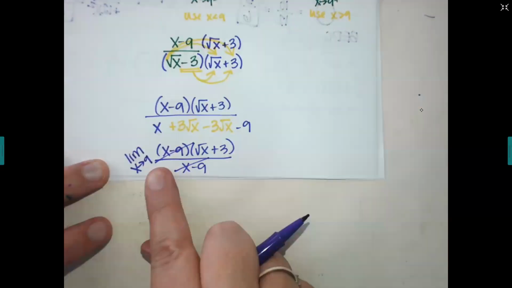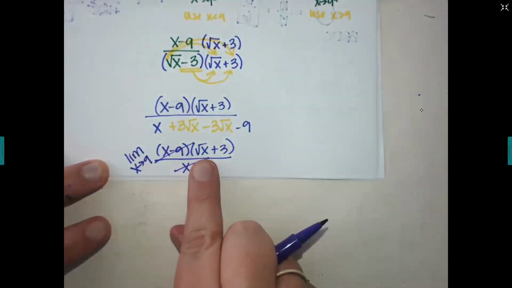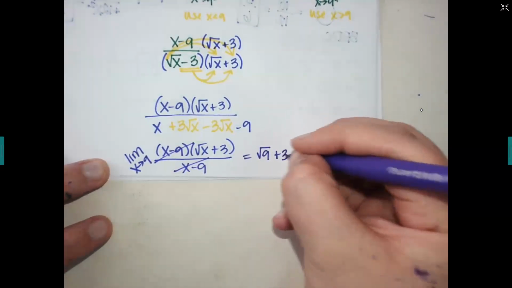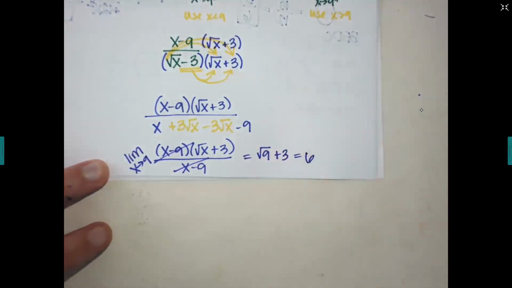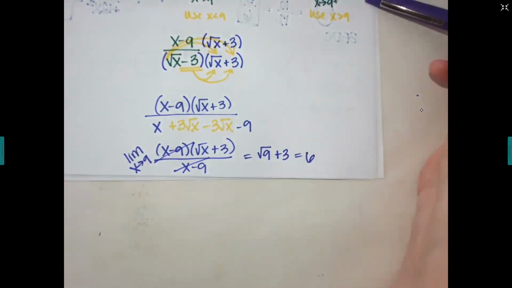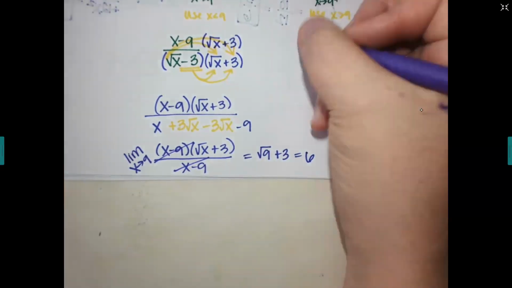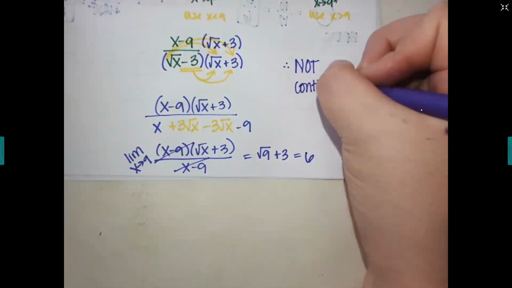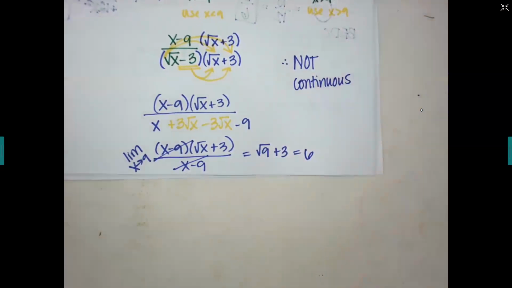And if I plug in a 9 here, I have root 9 plus 3. What is the square root of 9? 3 plus 3 is 6. So my left side limit came out to 6. My right side limit came out to 7. So would I go on to the second step for checking continuity? No. Therefore, not continuous. Those left and right sides have to come out the same for it to be continuous. And so if they don't, you're done.